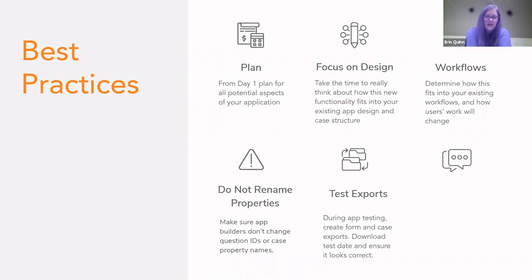Test your exports. This is really good. Most of this advice is really best practice for everything, not just when you're adding new functionality, but especially as you're building and testing your app. Create some form exports, create some case exports, download them, and make sure that the data looks like what you expect. Download some of the data and look at what it looks like when you have cases and forms from earlier that don't have this new data, and then cases and forms that do have this new data. This will prepare you for what to expect when you have real data coming in that has some of these new properties and your old data does not have those properties. It'll just prepare you for what these things will look like.